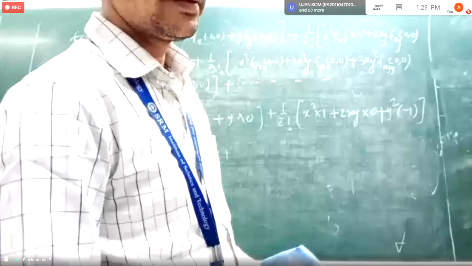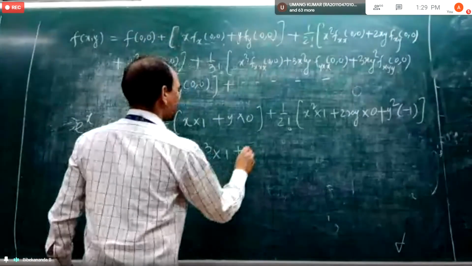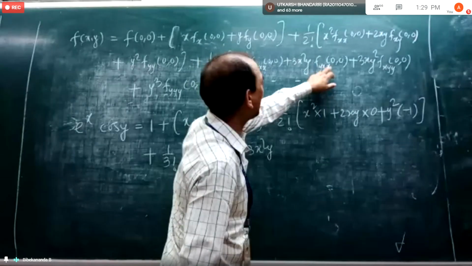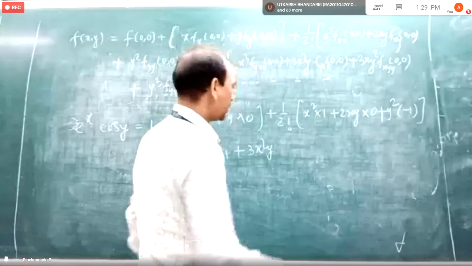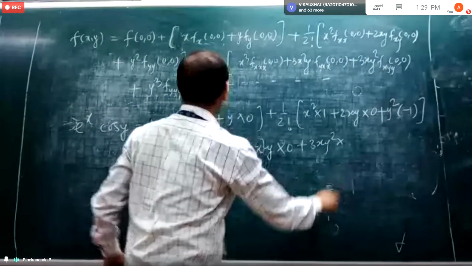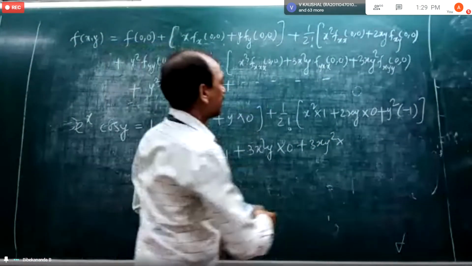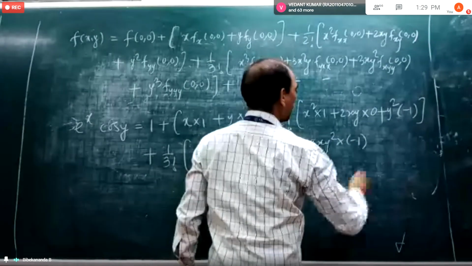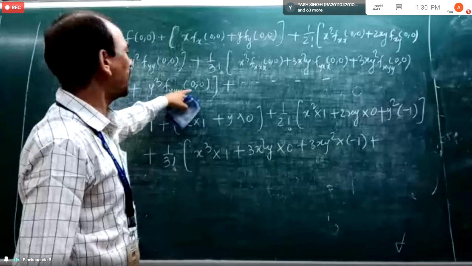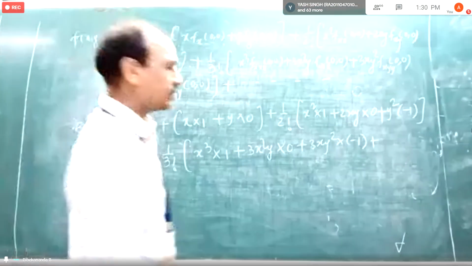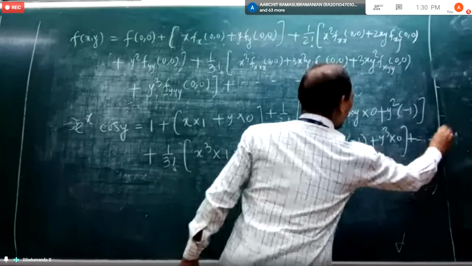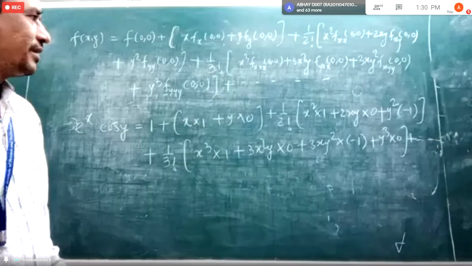Then plus 3x square y, what is the value of fxxy? 0. Into 0, plus 3xy square into the value of fxyy, which is minus 1. Plus y cube into the value of fyyy at 0, 0, which is 0. And then after that, no need to write anything. Now, what are the terms that are 0?